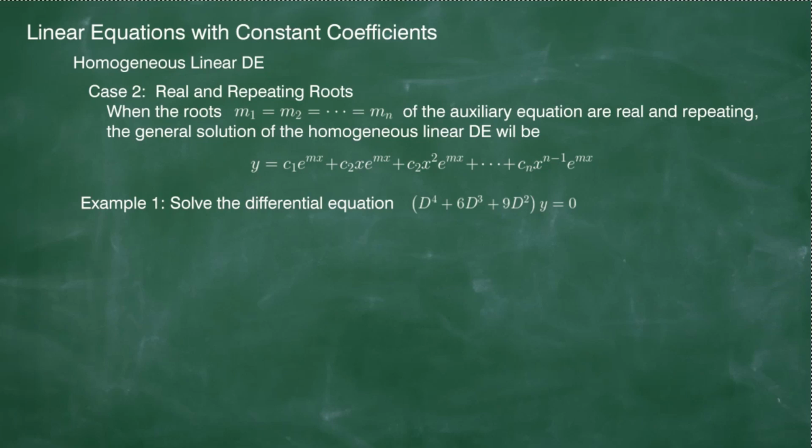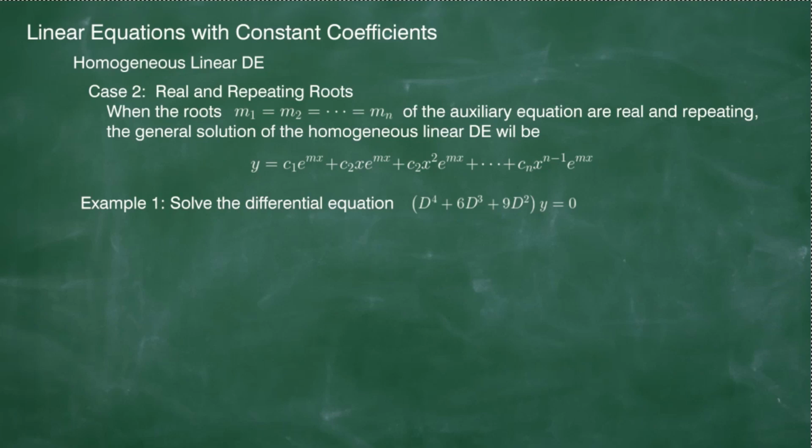Then the general solution of the homogeneous linear differential equation with constant coefficients will be y equals c1 times e to the mx. We don't have a subscript for m now because the roots are equal, so we'll just use m. So we have c1 e to the mx plus c sub 2 x e to the mx plus c sub 3 times x squared times e to the mx, and so on.